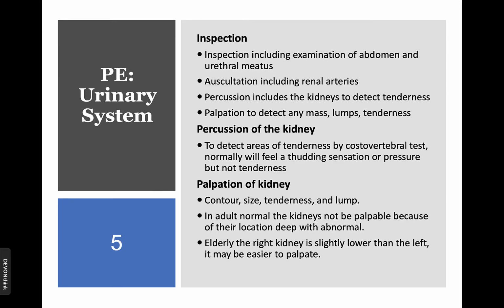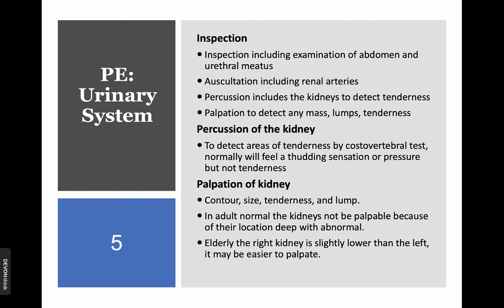So to inspect, we want to start examining the abdomen and the urethral meatus. You want to auscultate the renal arteries, although we did mention in the abdominal assessment that this is hard to do. They are difficult to auscultate. Percussion includes the kidneys to detect tenderness, palpation to detect masses, lumps, and tenderness. Percussion of the kidney specifically is to detect tenderness over the costovertebral angle. Normally, you'll feel a thud sensation or pressure, but not tenderness.